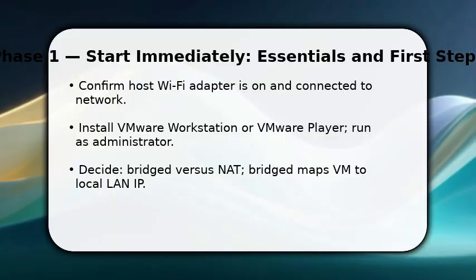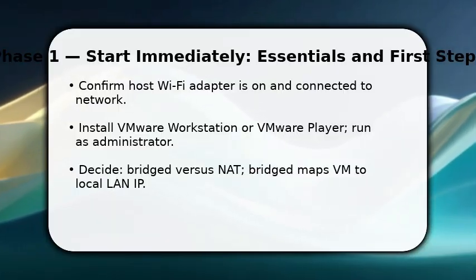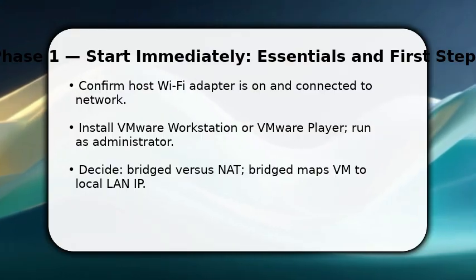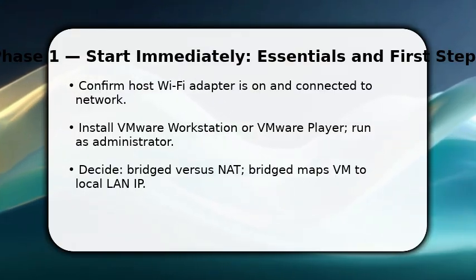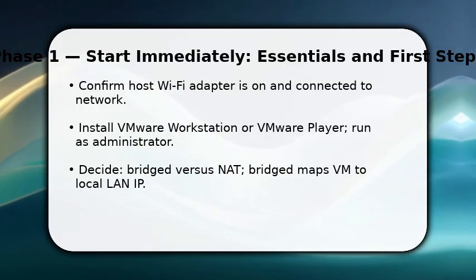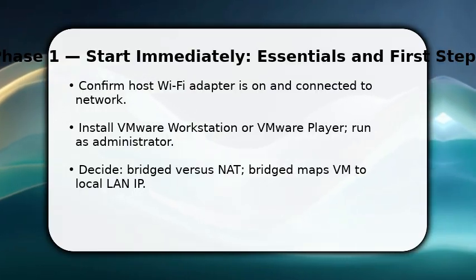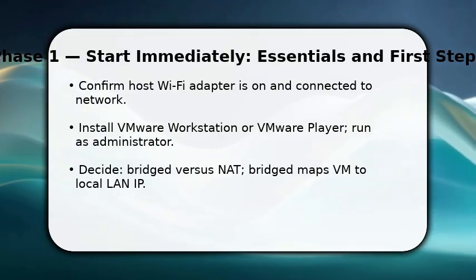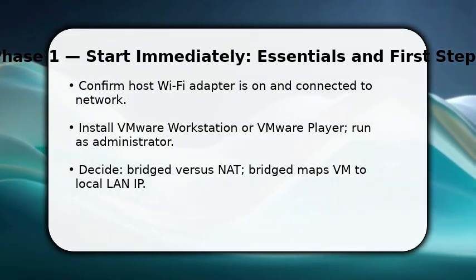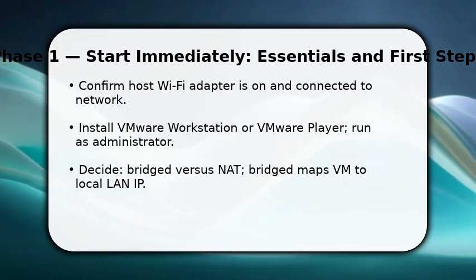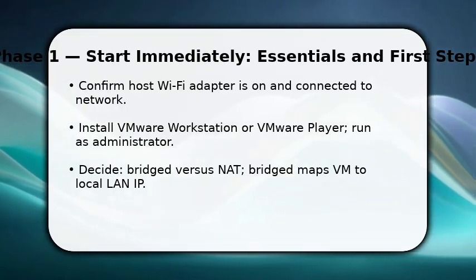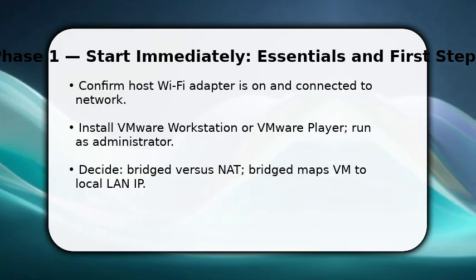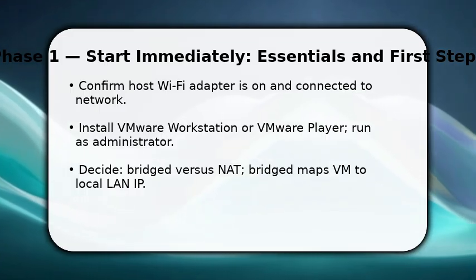Enjoy the video. You begin by verifying prerequisites. Make sure the host Wi-Fi adapter is active and connected, and run VMware as administrator so changes apply. Once done, open the virtual machine settings and choose the network adapter panel. You must decide between NAT for simple internet sharing or Bridge to place the VM on the same LAN as the host. This choice affects IP addressing.